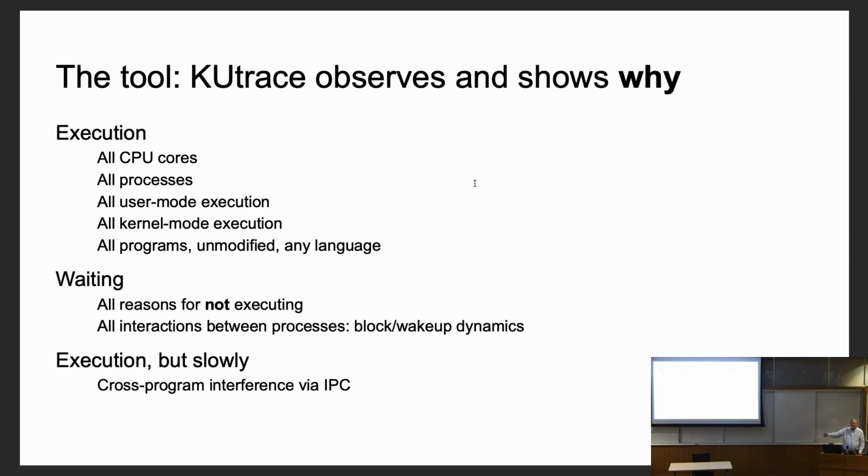You fix the one that's holding the lock way too long. And that's something you don't get from normal tools. Okay, finally, there's this case of executing, but executing slowly. That's the interference case. Somebody else is sharing the disks or the networks or the memory bus or the caches or whatever, or the floating point divider. You get to see those purely from instructions per cycle.